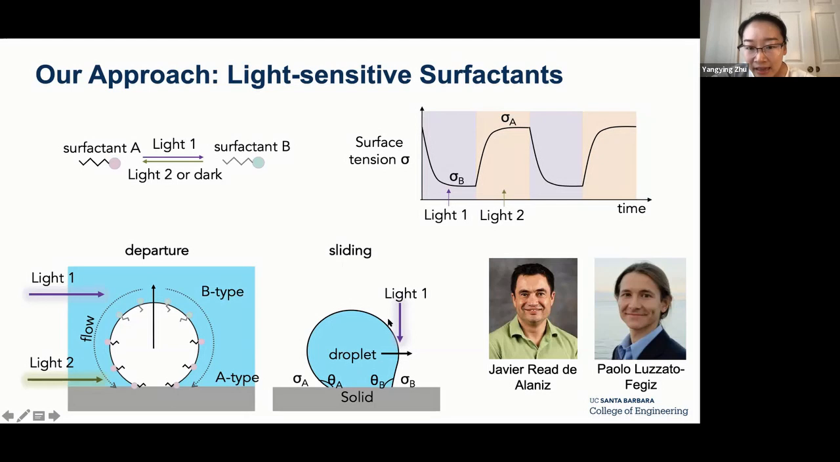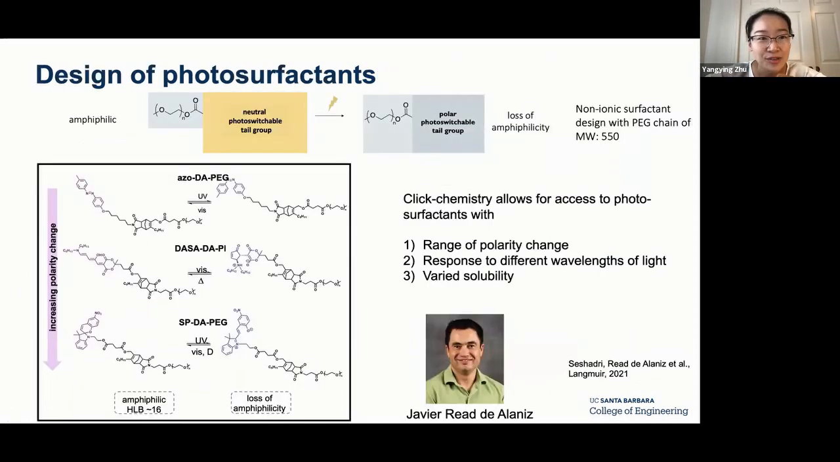Likewise, you could do sliding on the surface by also applying light to only one side of the droplet. And this work is in collaboration with Professors at UCSB. So how do we design the surfactant?